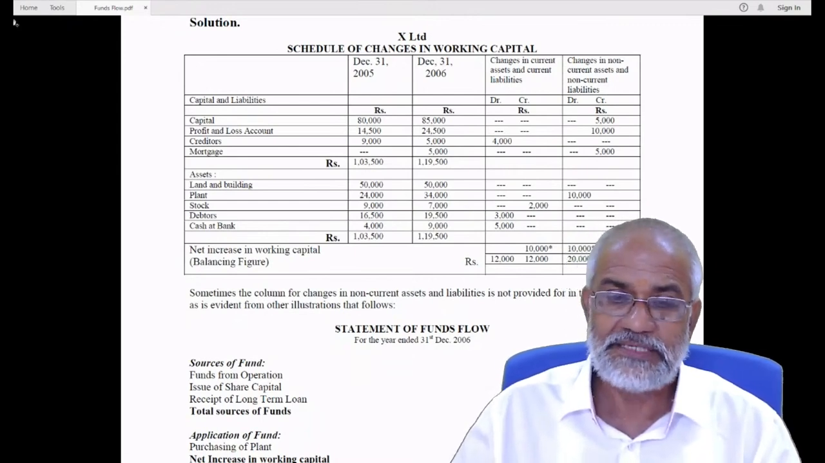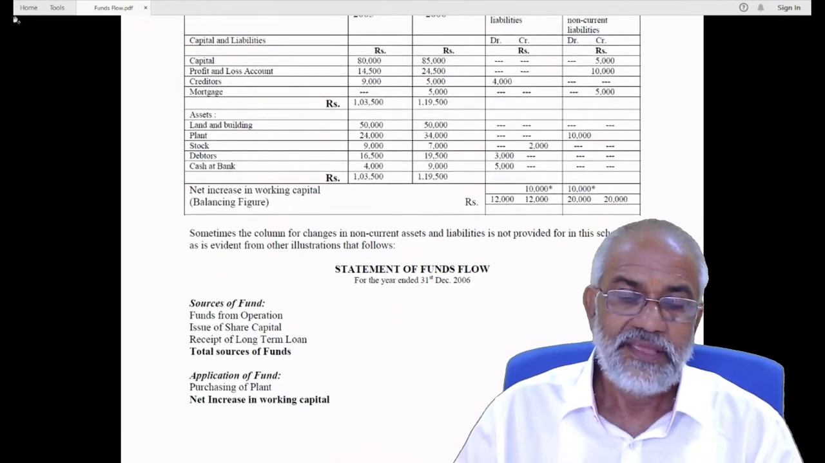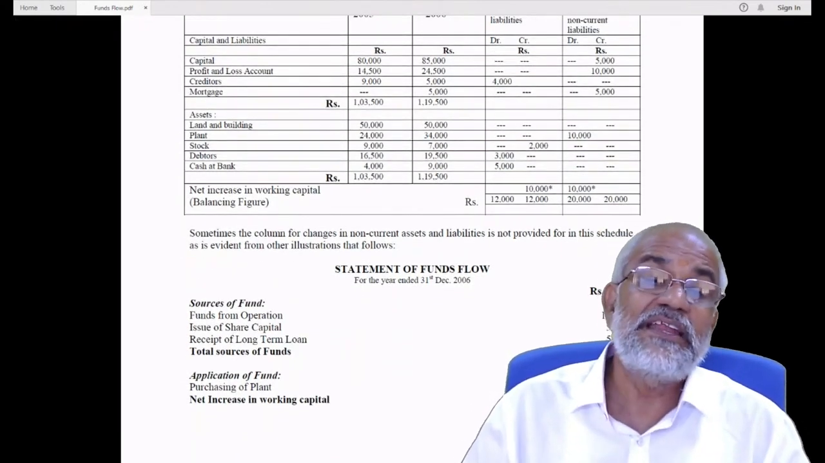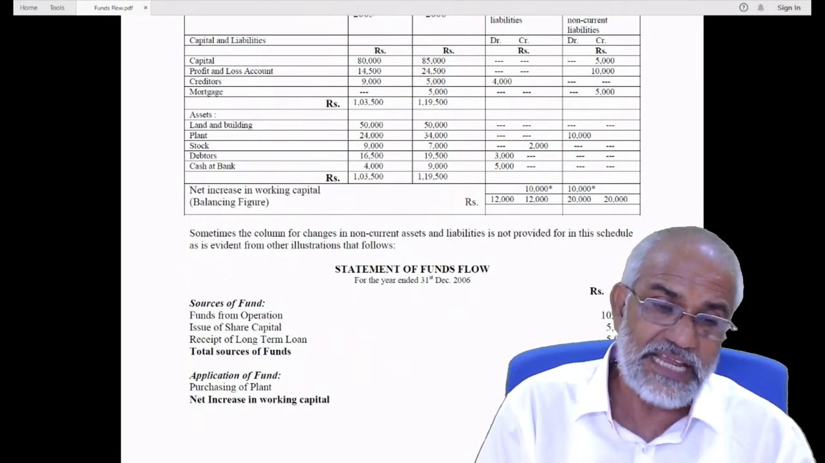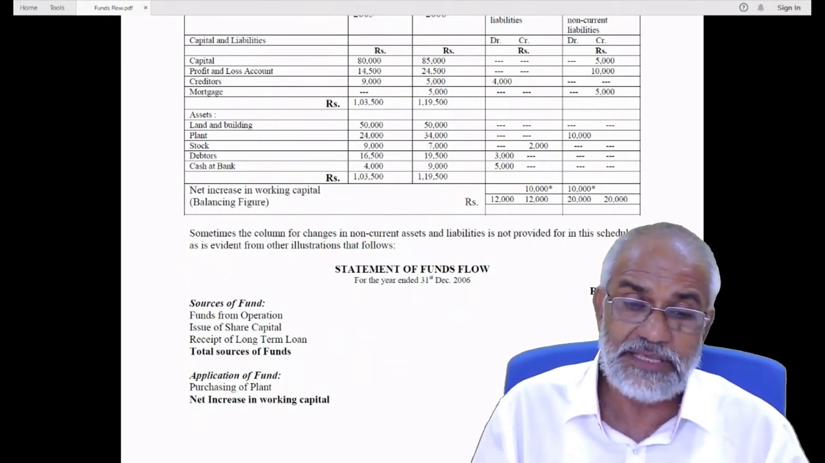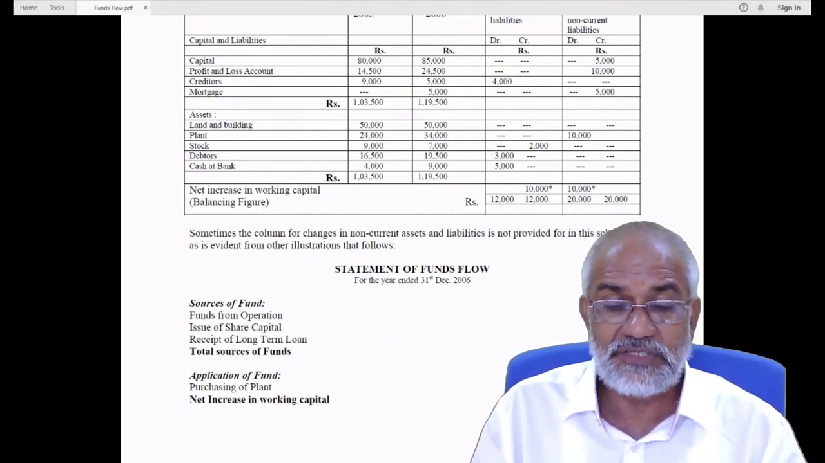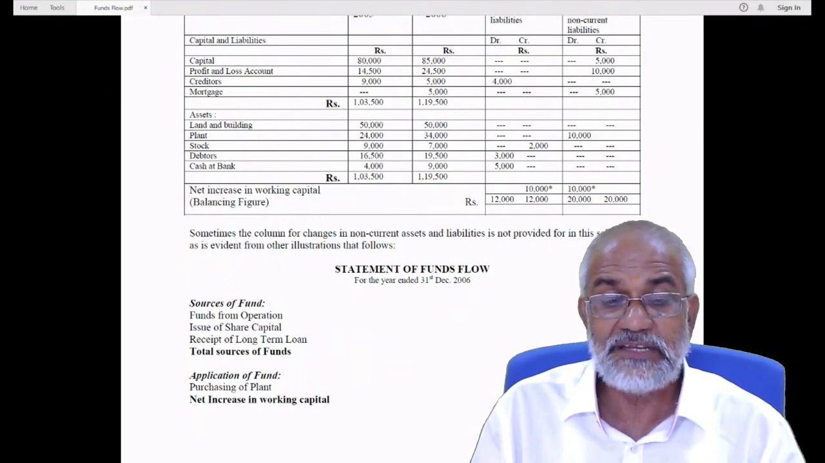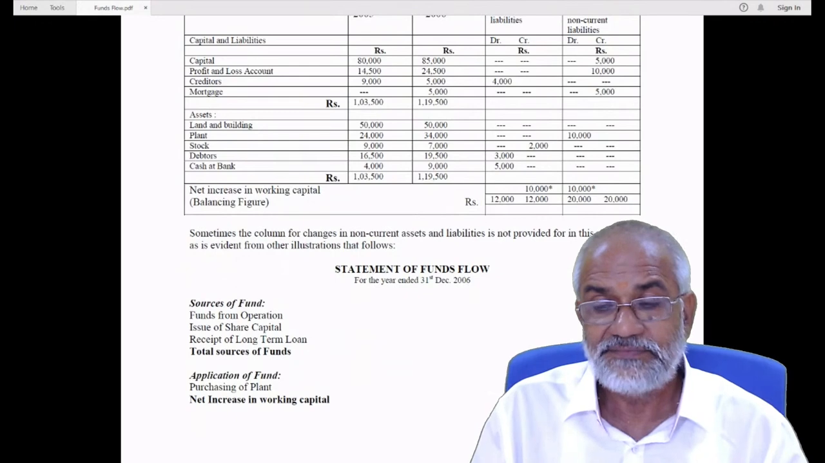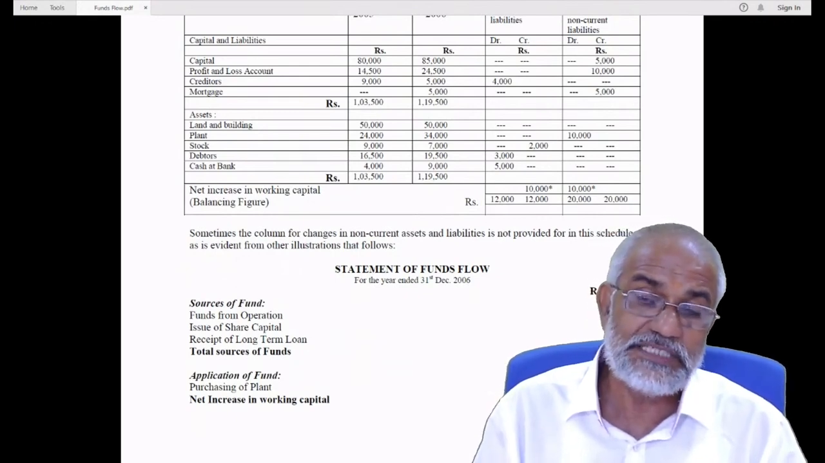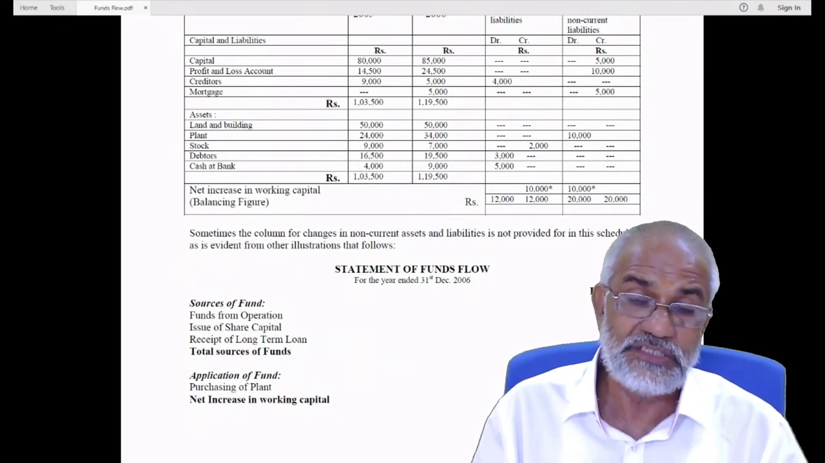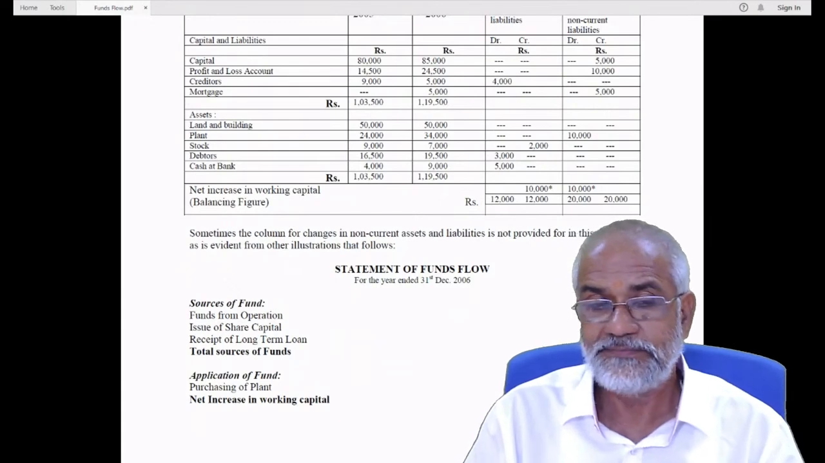Let us see the preparation of the funds flow statement. Here the funds flow statement may be prepared in T shape, where the left hand side is for sources and the right hand side is for applications, or it may be prepared in statement form. First the different items of sources are mentioned, then the total of sources, then the application of funds or uses of funds, with different items, then the total. Both the totals must be the same after taking into consideration the net increase or decrease in working capital, which is the result of the statement of changes in working capital.